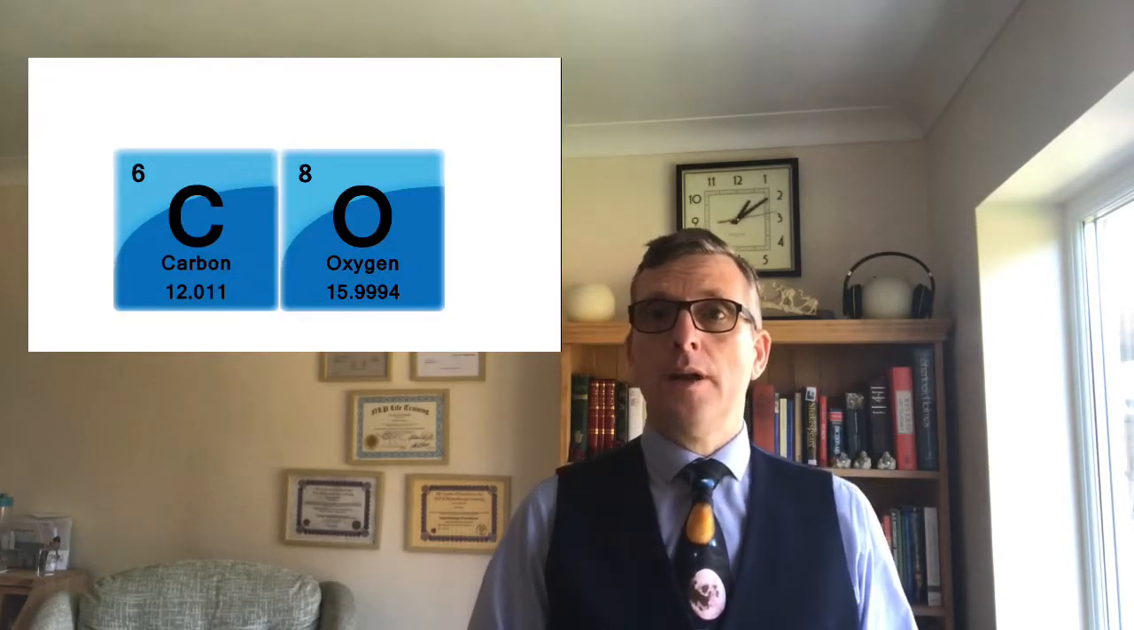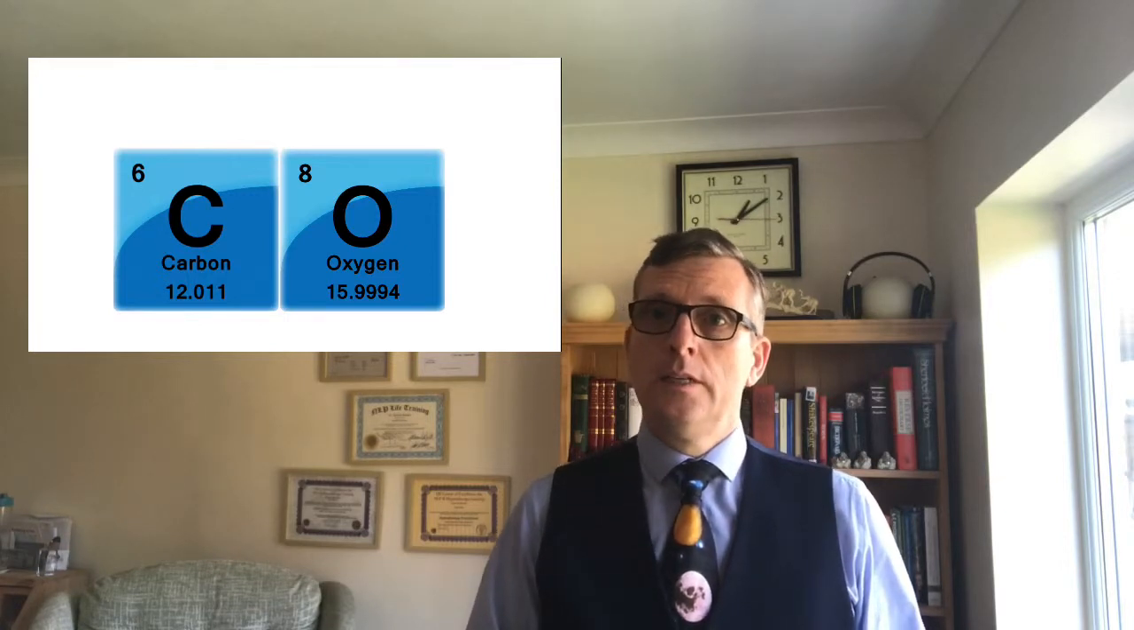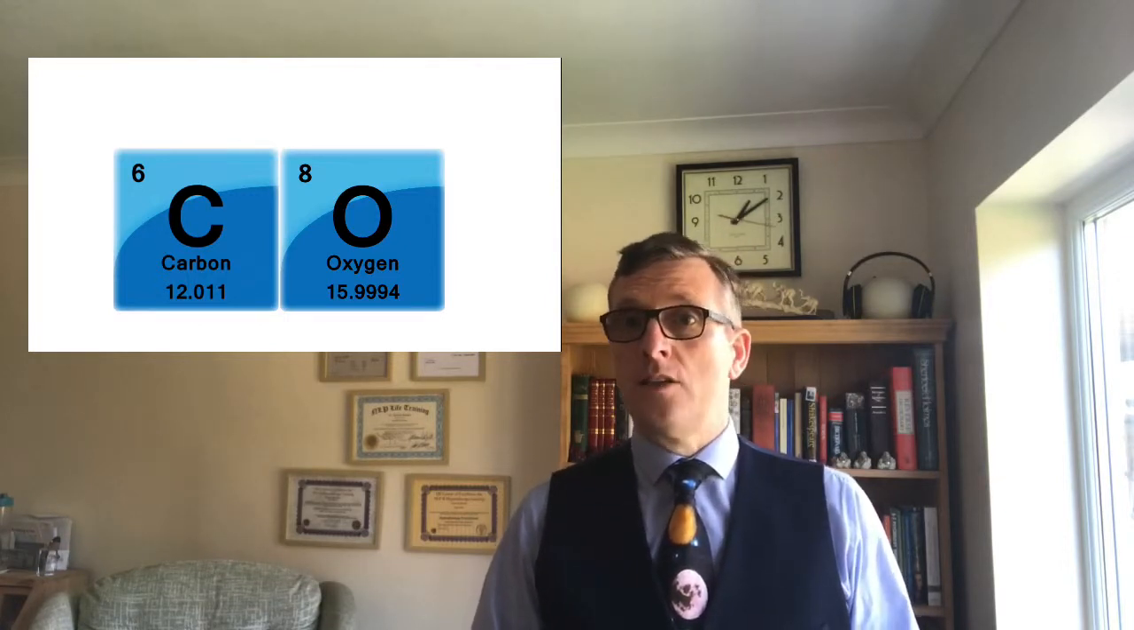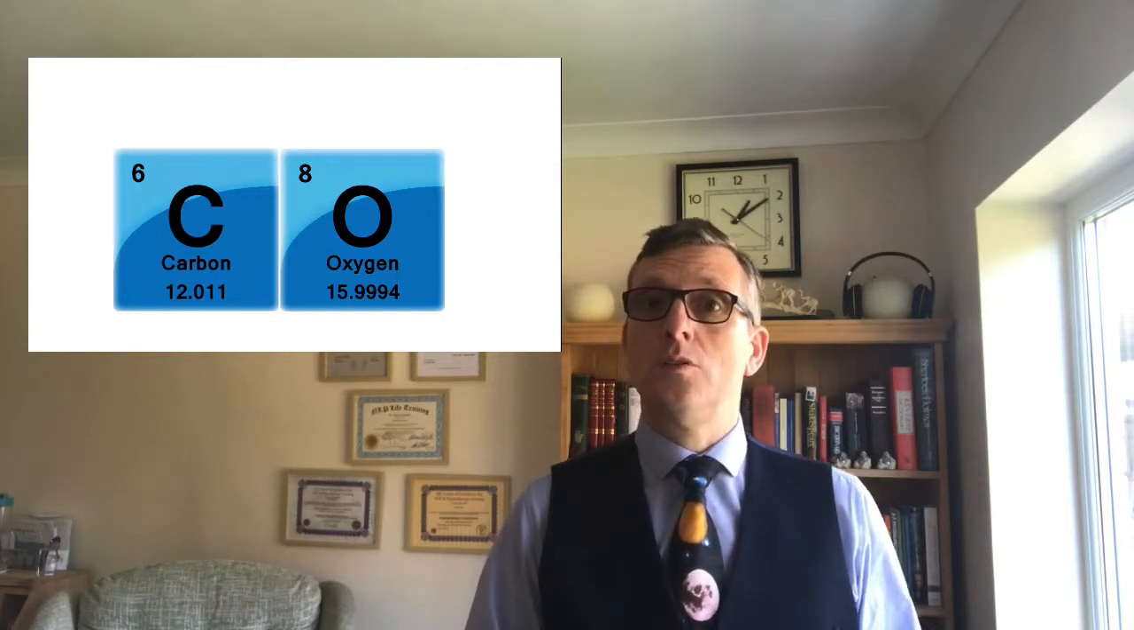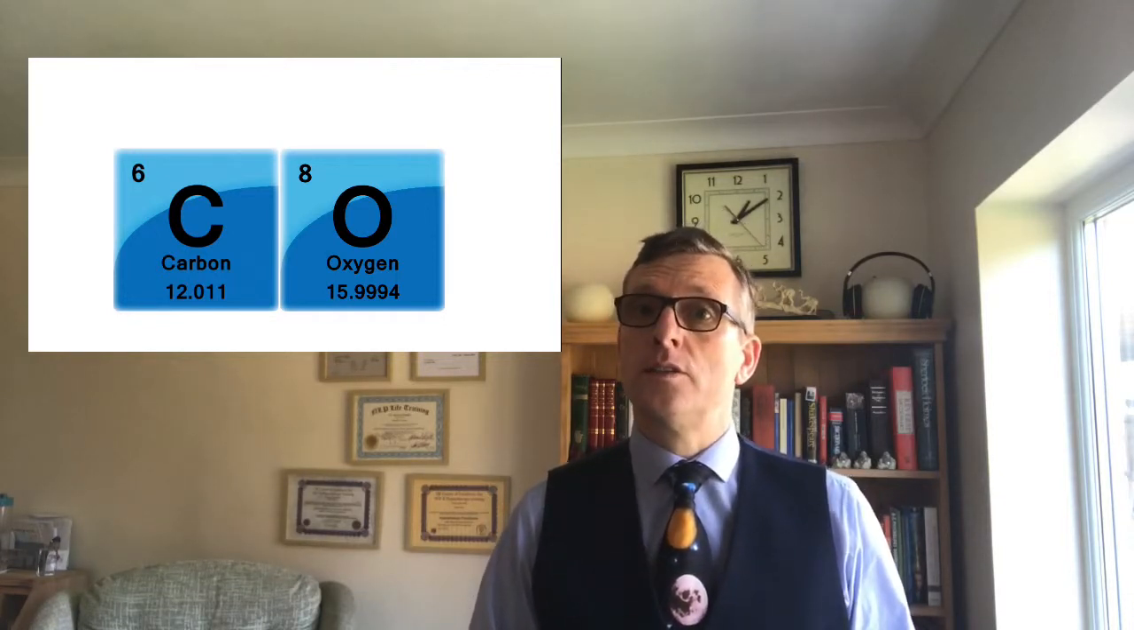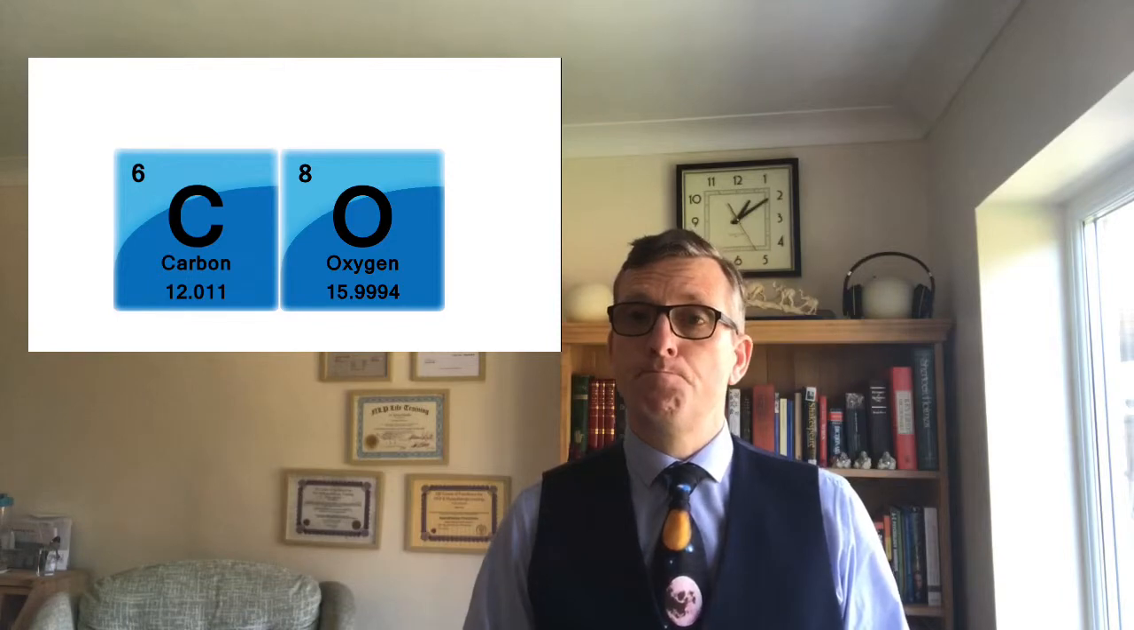Here we have carbon and oxygen. The example here, the nuclide for the isotope carbon-12 has 2 fewer neutrons and 2 fewer protons than the nuclide of the oxygen isotope, oxygen-16.